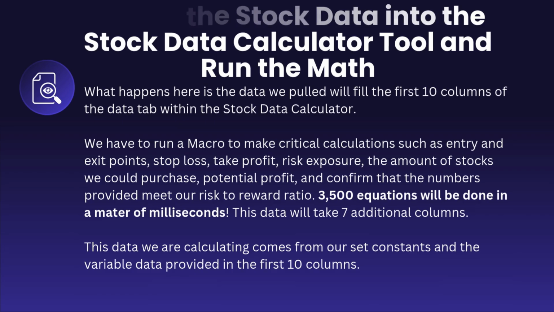Because part of the sheet actually tells me how many stocks I could buy with that $50. Potential profit, and we could confirm the numbers provided meet our risk and rewards ratio. Ultimately, what's happening here is for those 500 lines of data, I could sit here and calculate each column at a time. It would take way too long. It would not be feasible.